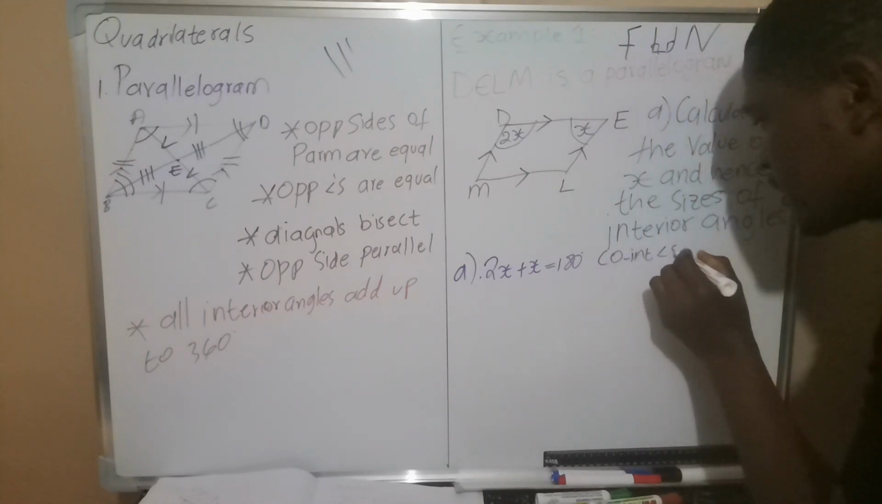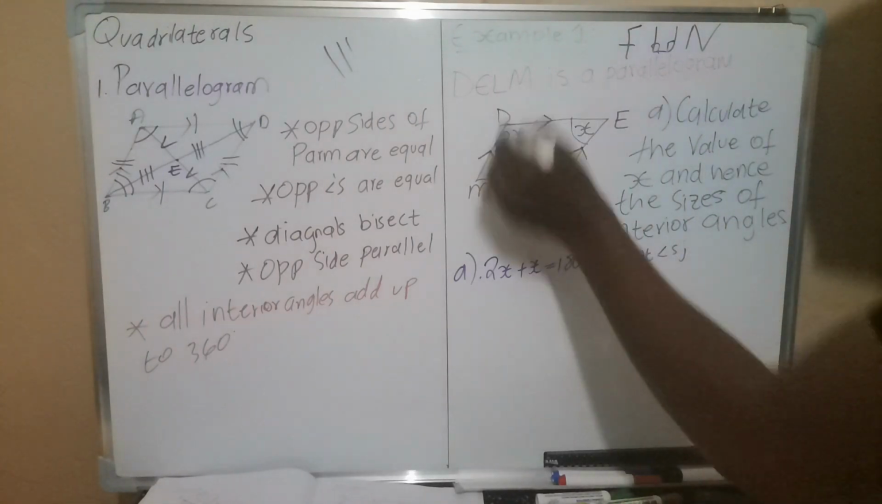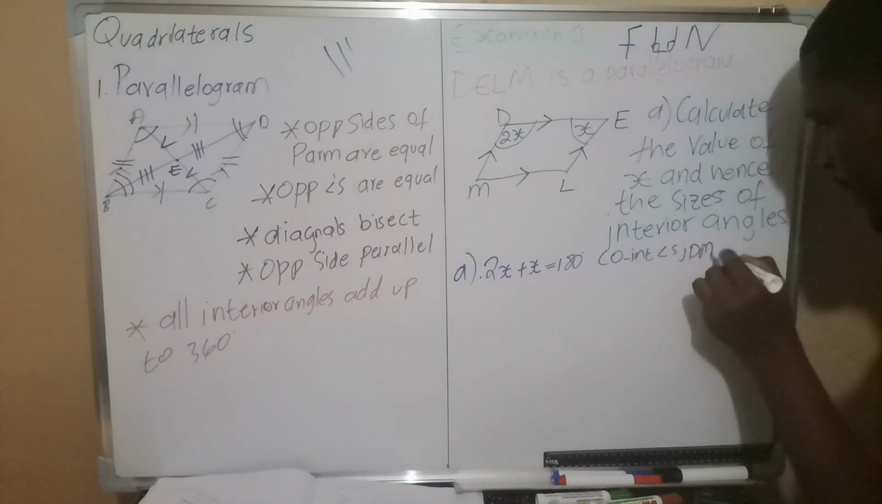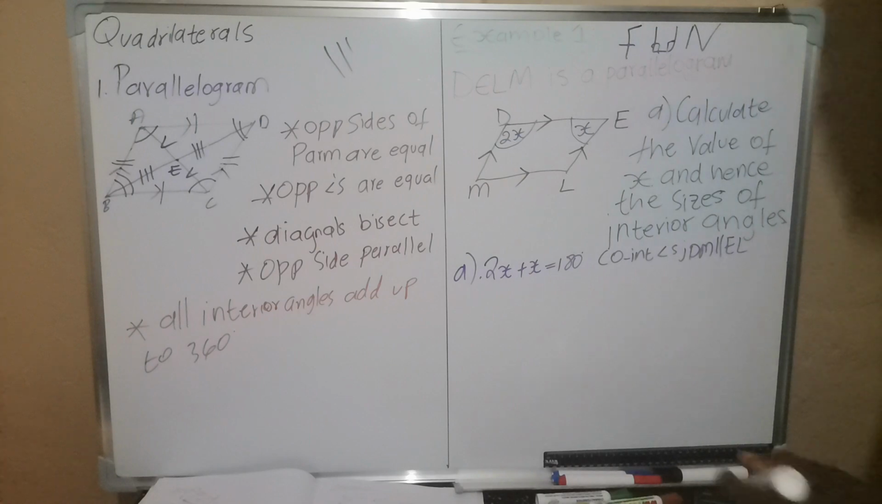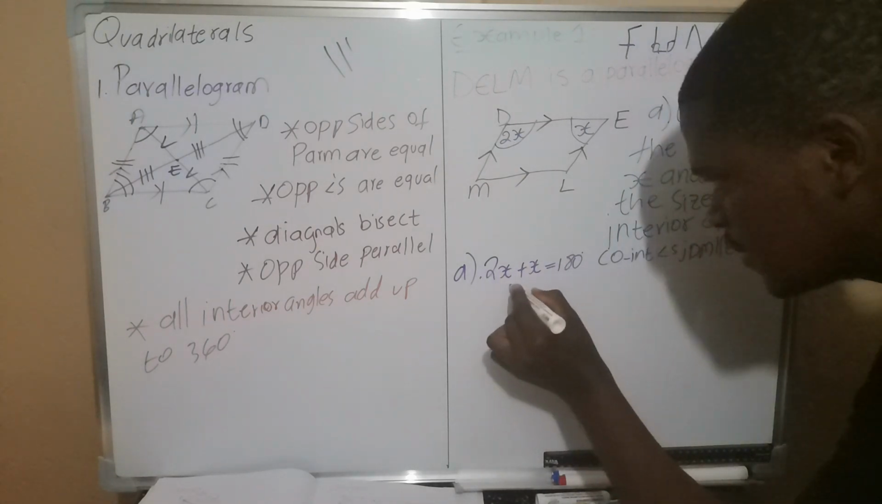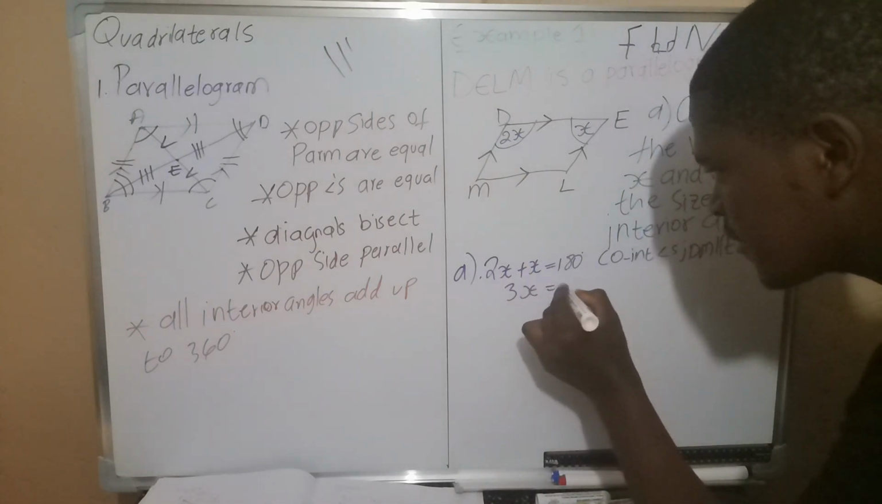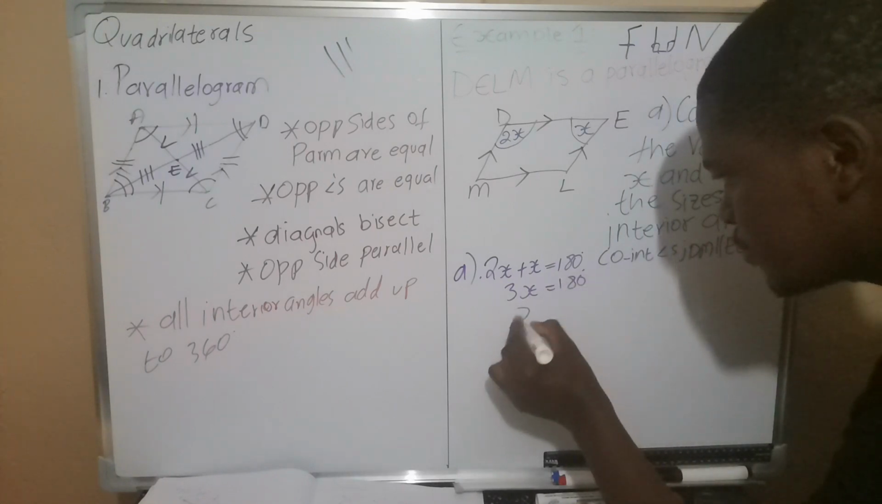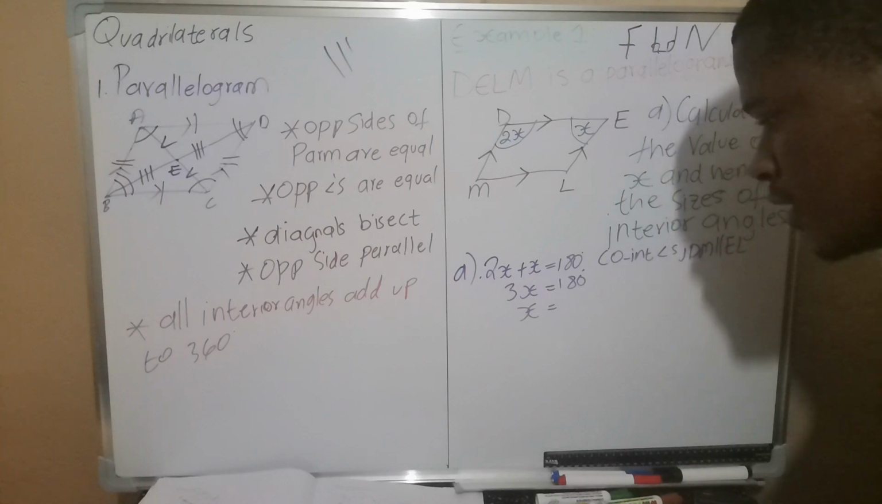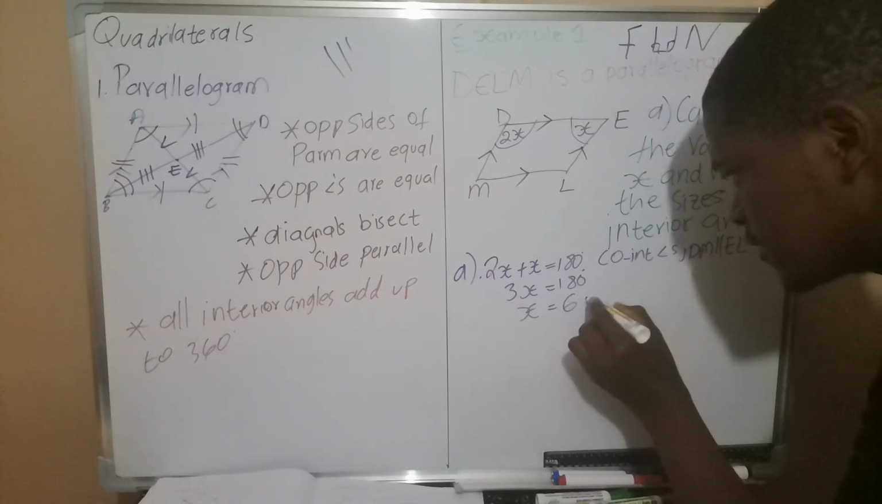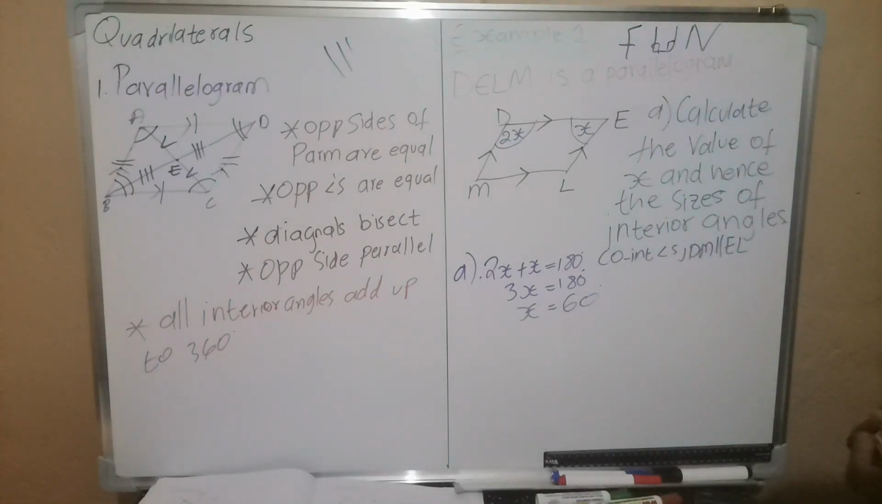Interior angles such that DM is parallel to EL. Then you simplify for x. Then 2x plus x is 3x. Then you divide both sides by 3 and you're left with x on one side. What is the value of x? It is 60. Then you are done with finding x.